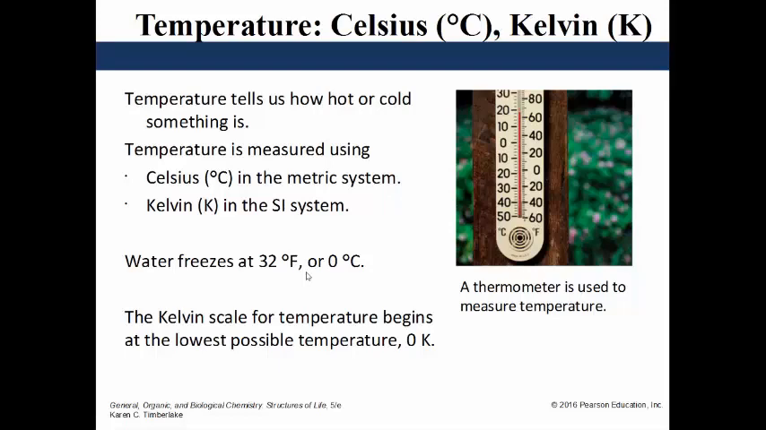Same thing with the boiling point of water. Water will boil at 212 degrees Fahrenheit, which equals 100 degrees Celsius. Those are equivalent temperatures, but using 2 separate and distinctly different scales. Now the Kelvin scale for temperature begins at the lowest possible temperature, called absolute zero, which is 0 Kelvin. That's equivalent to negative 273 degrees Celsius. And that scale we'll get into more a little bit later in our series of videos.